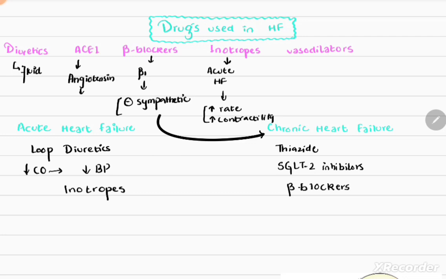The last class of drugs is the vasodilators. These are the drugs that, as the name indicates, dilate the vessels, and this is how they decrease the preload and the afterload, which means that they will offload the heart, they will reduce the activity of the heart, and they will reduce the effect that is needed. So this was the overview of the drugs that are used in heart failure. Now we'll discuss all these drugs individually.